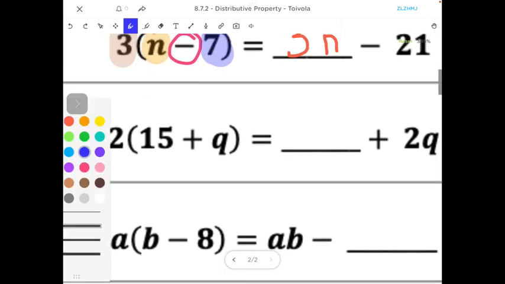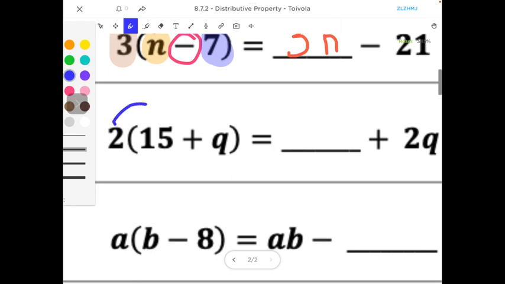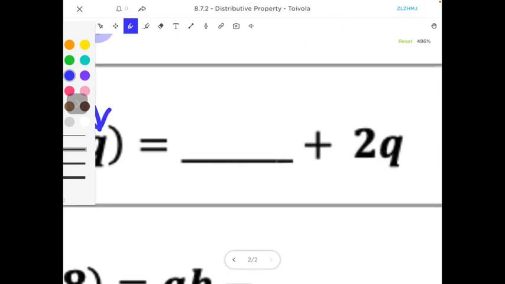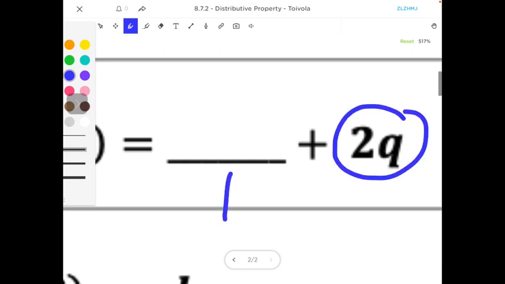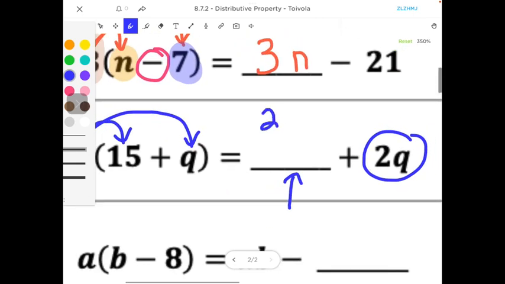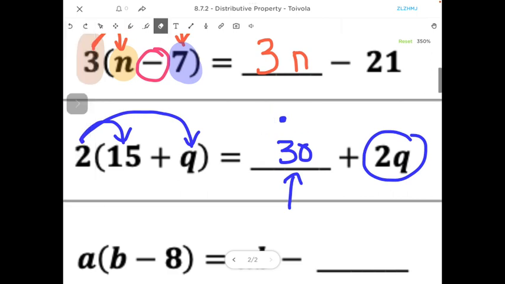This 2 out in front gets distributed, gets shared with the 15 and the q. So you can see that here, 2q. You write what you think goes there. Okay, because the 2 gets distributed, that's like saying 2 times 15, which I know is 30. So you should have 30 on that blank. Try the next one.